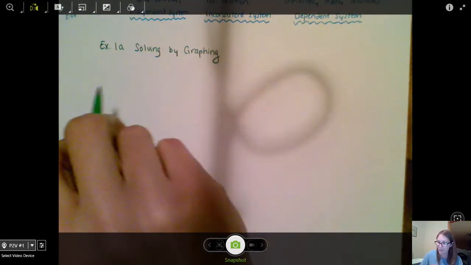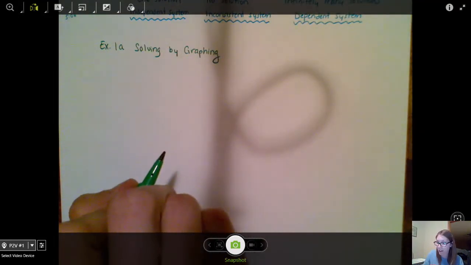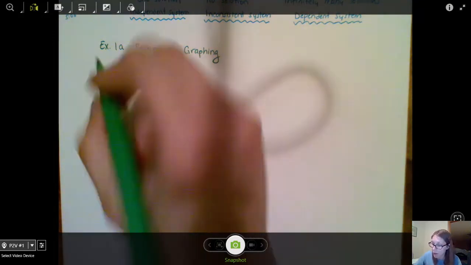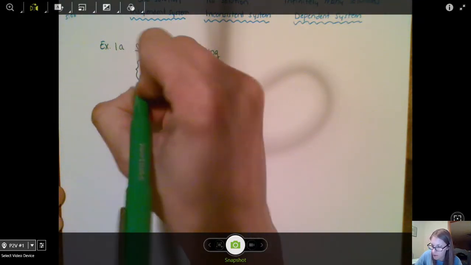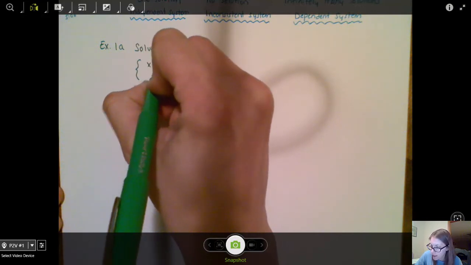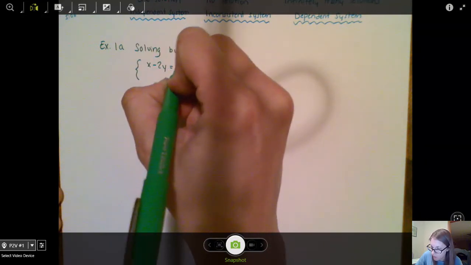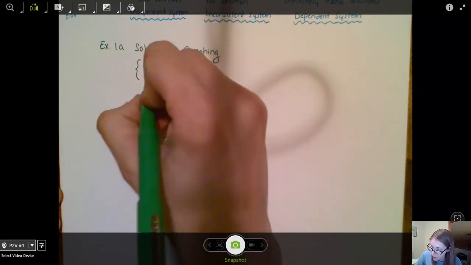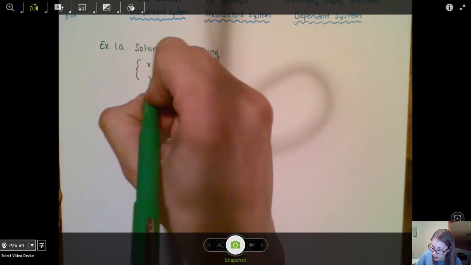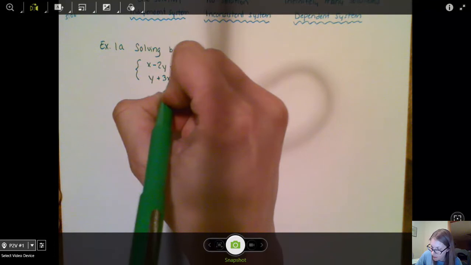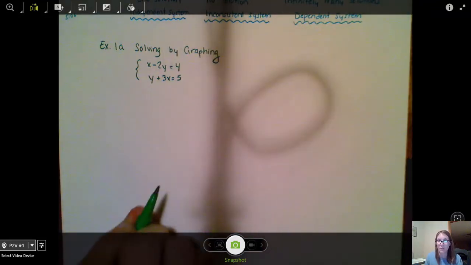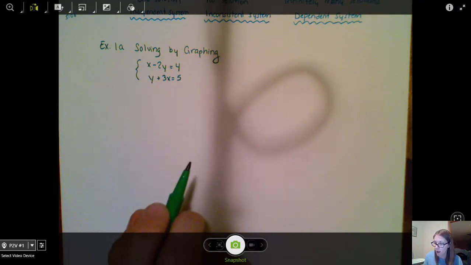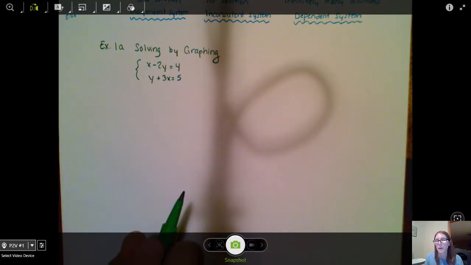All right, so I guess my directions are pretty straightforward here. I want to solve this system of equations by graphing, and here is my system of equations. x minus 2y equals 4, and y plus 3x equals 5.